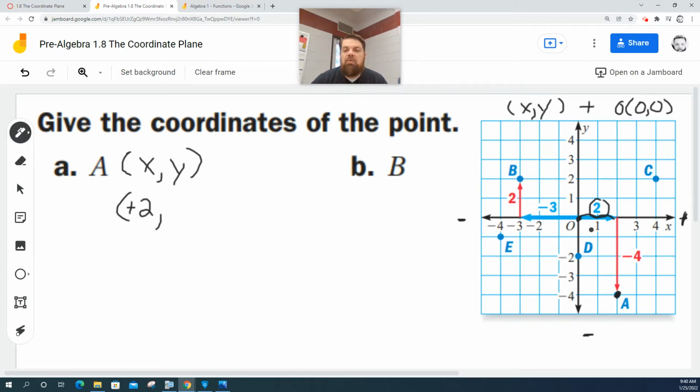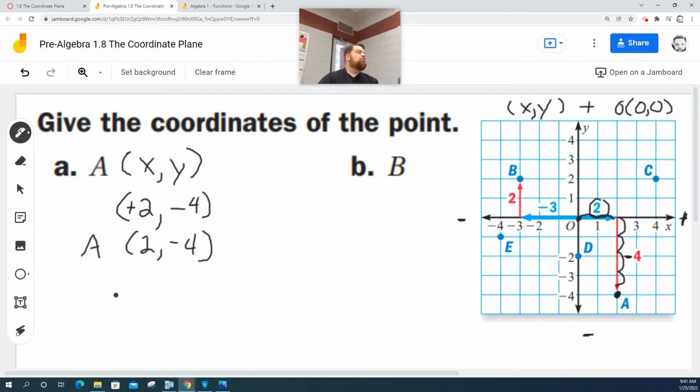Now, for my y direction, I have to go down 1, 2, 3, 4. Going down is the negative value. So that's going to be negative 4. Now, normally we don't write the positive numbers, we just leave them. So A is at 2, comma, negative 4.